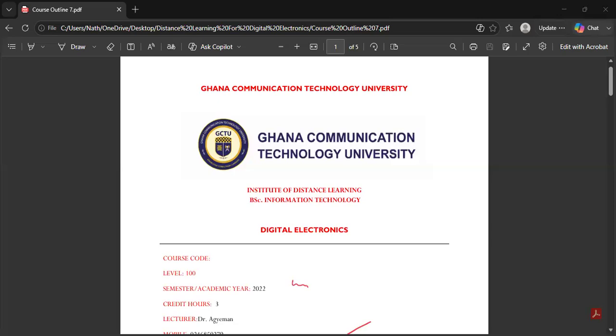Can you see my screen? Yeah, yes, sir, we can see it. Okay. Can you still see it? What do you see? We see the university's name and the logo, the first page, digital electronics. Okay, that's fine, thank you very much.